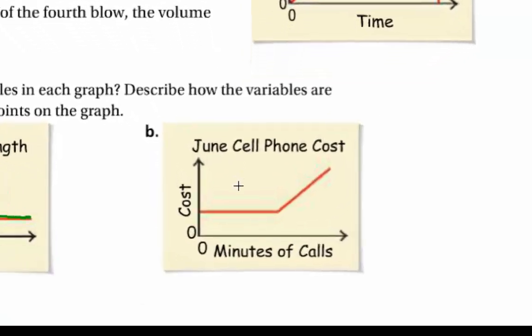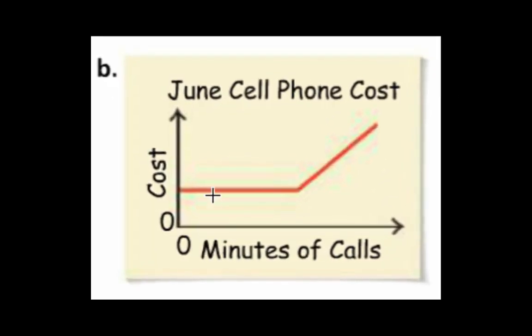In graph B here, we have June cell phone cost. Here on our horizontal axis, we have minutes of calls, so how many total minutes we have, and on the vertical axis, we have the cost. All along this part of the graph, we call this a constant, okay? The cost is constant. As the minutes of our calls increase, the cost of our cell phone plan is constant.